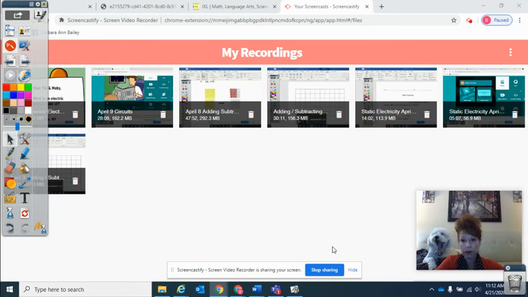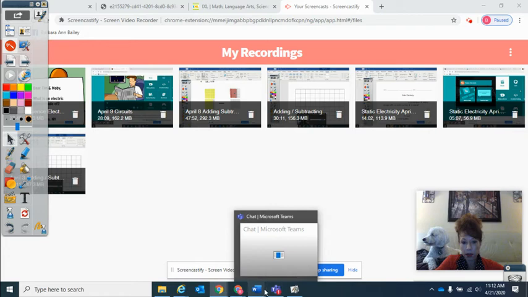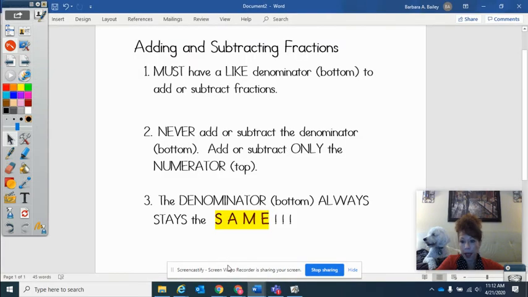It's April the 21st, and I am going to be doing a lesson right now on adding and subtracting fractions. And so today, we're only going to do fractions with like denominators, which means that the denominator, or the number in the bottom of the fraction, is the same.